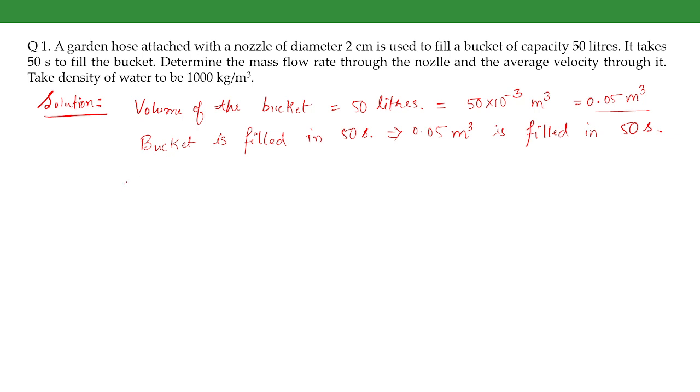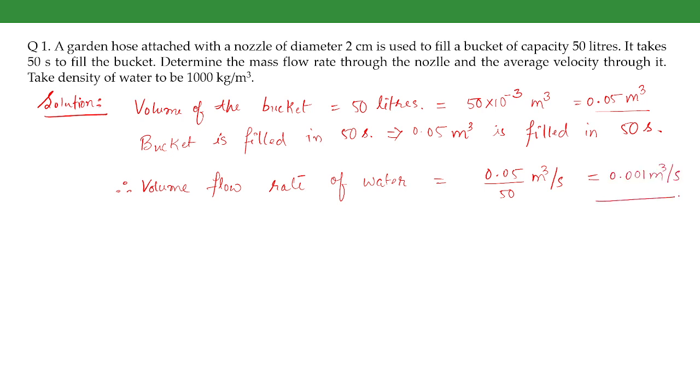So what is the volume flow rate? Rate of water, this will be 0.05 by 50 in meter cube per second. So this is 0.001 meter cube per second. So this is the volume flow rate of the water that is coming out from the nozzle.